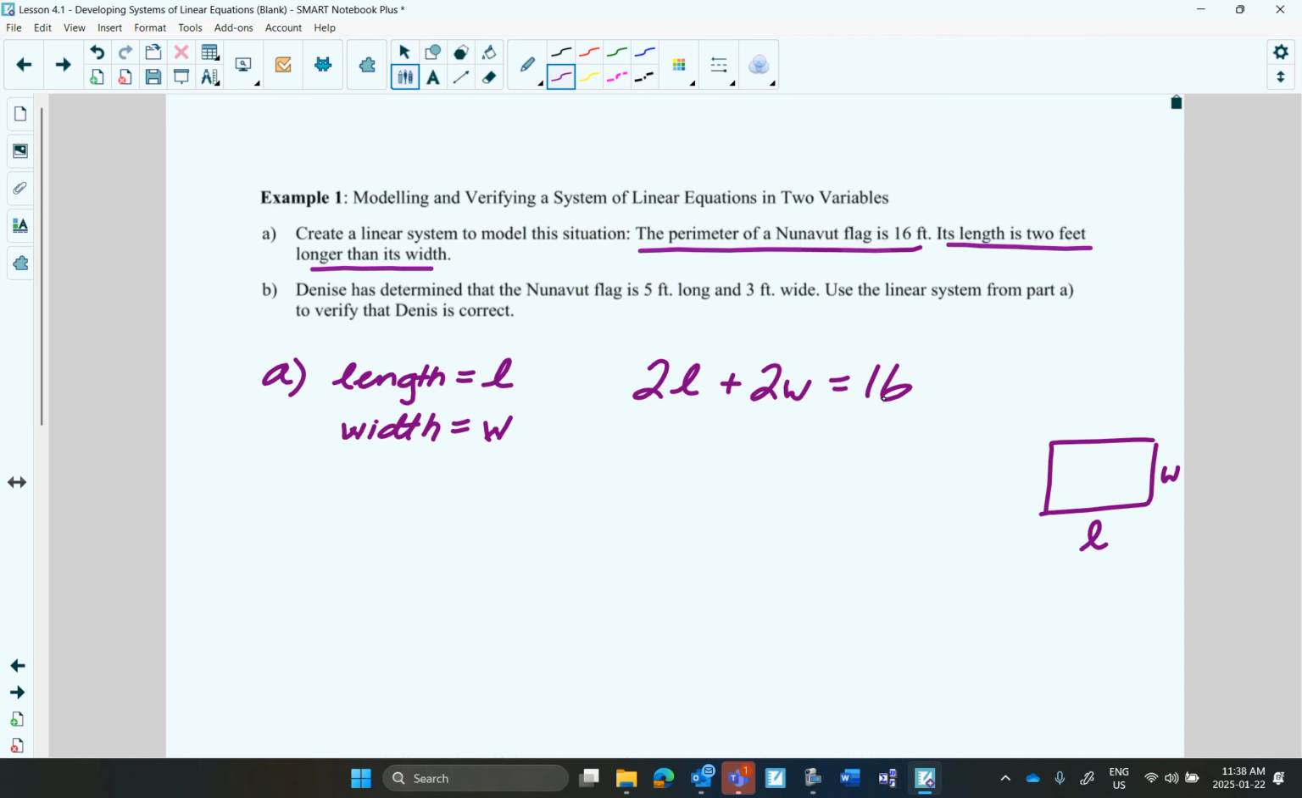Now the second equation, I'm going to use this sentence. I would suggest you always write it as a subtraction. Which one is higher, length or width? So that's going to tell me I'm going to do length minus width. It's always, whatever one is higher goes first in the subtraction. And then what will it equal? How much more is it? 2. Done. That's it. You set up your system.